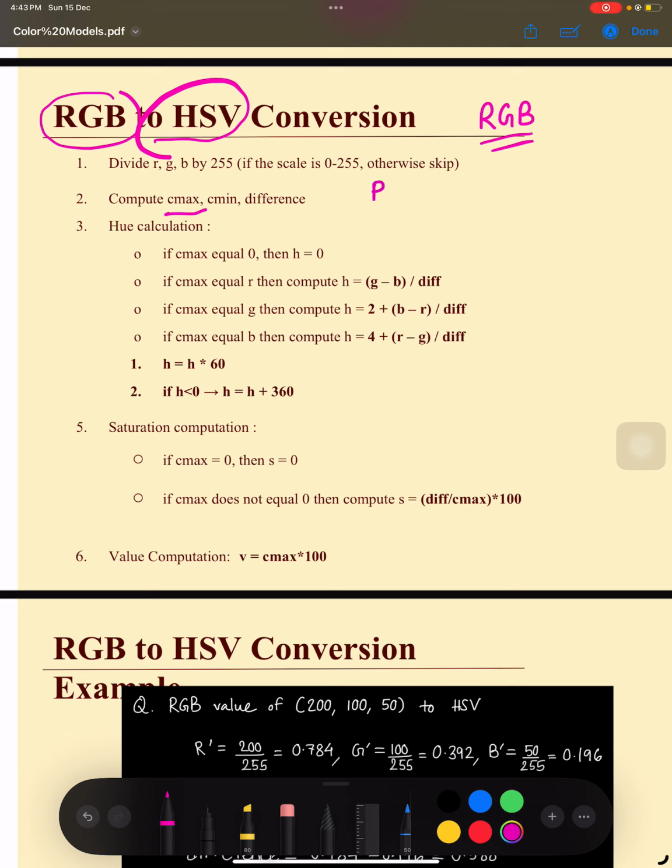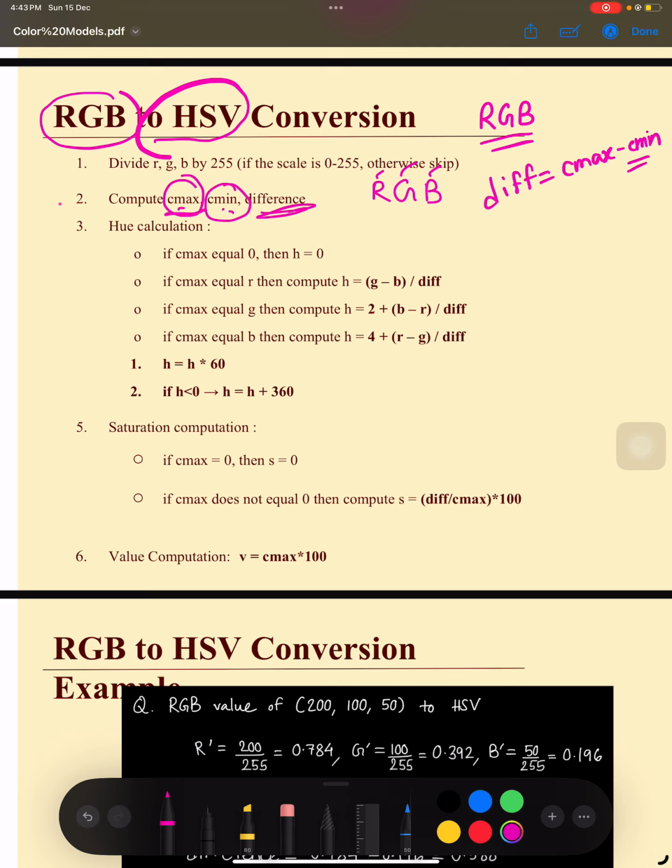Cmax is, when we have RGB components here, the one which has the maximum value. And the one which has the least value will be my Cmin. Using these two, we will find the difference. So the difference's formula is just Cmax minus Cmin.